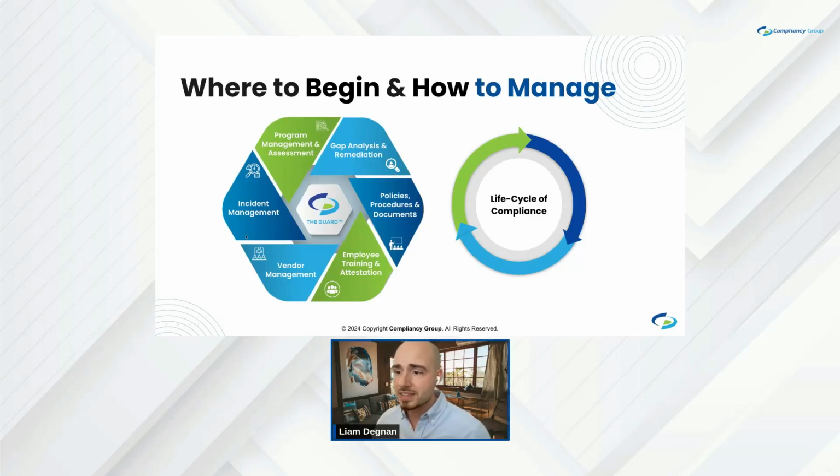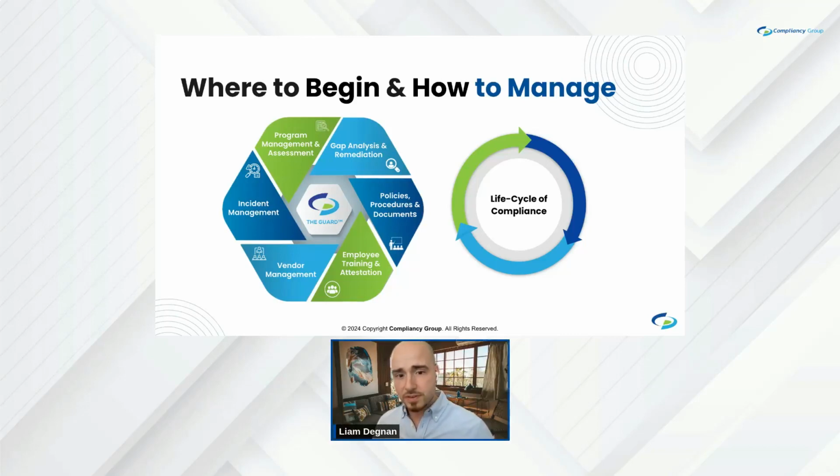So when we talk about this life cycle, you'll hear me come back quite often to that idea of internal assessment. And for those of you that are struggling with that right now, we'll be giving some tips and tricks on how to simplify that. But I cannot emphasize this enough.